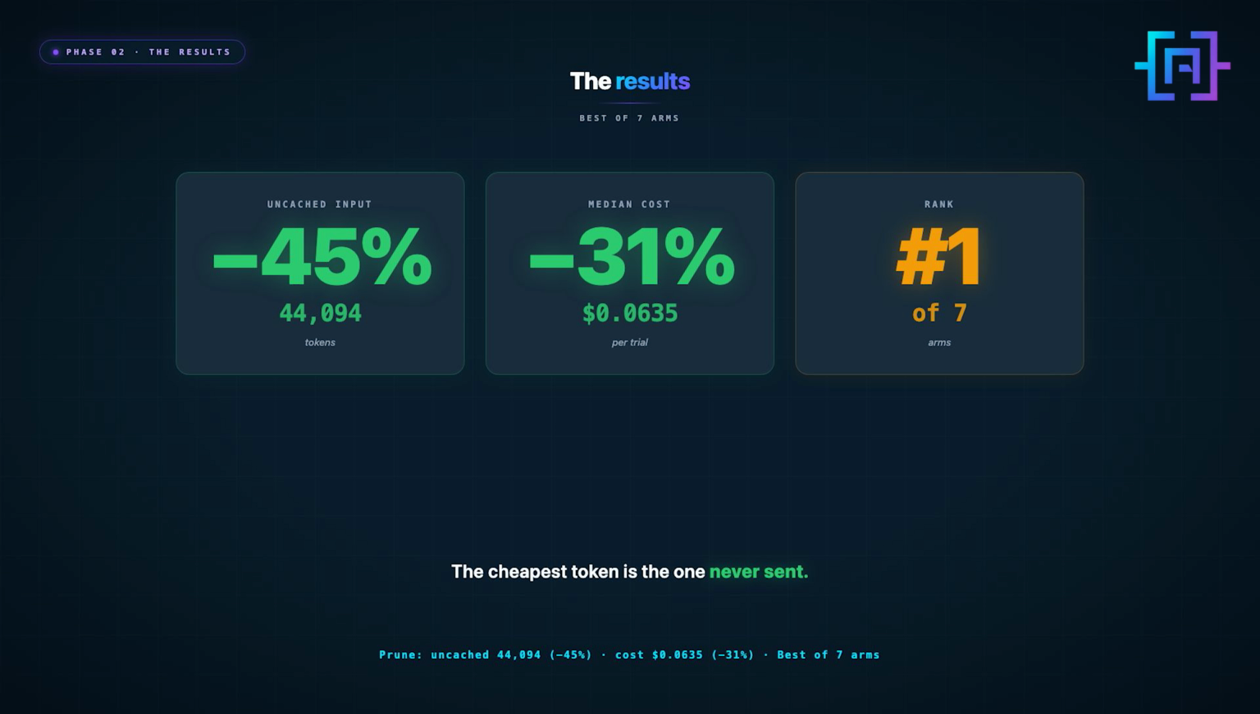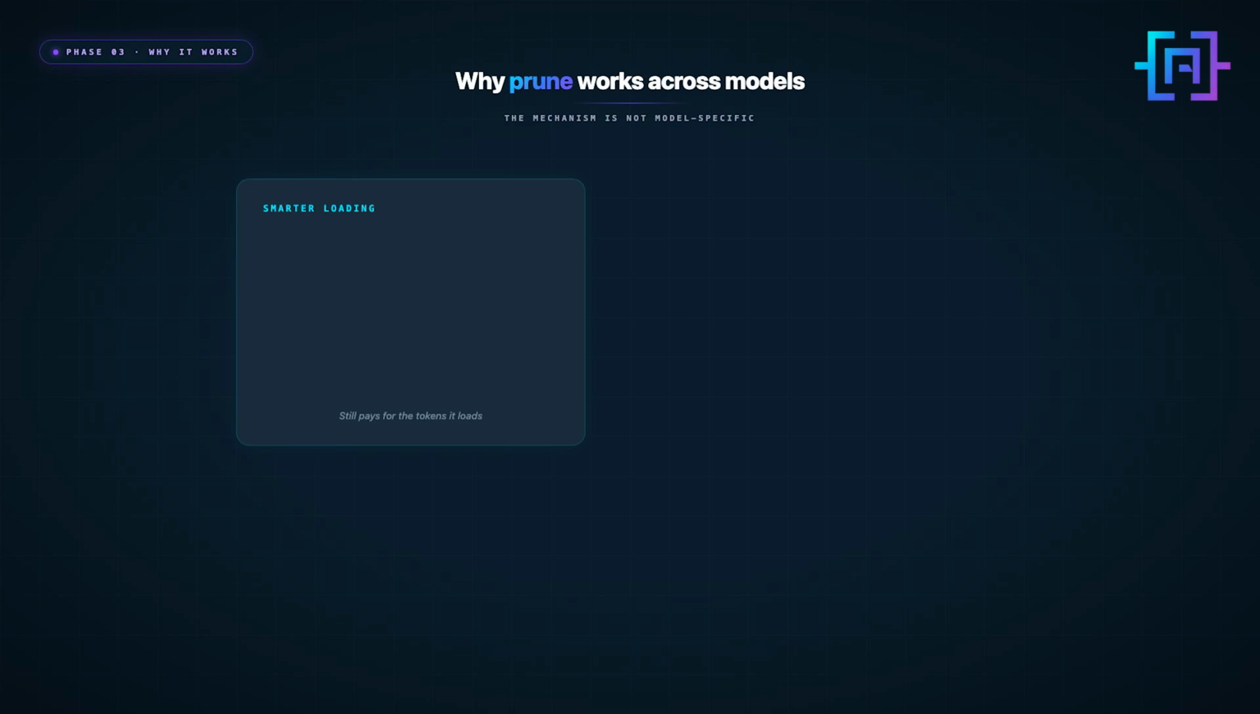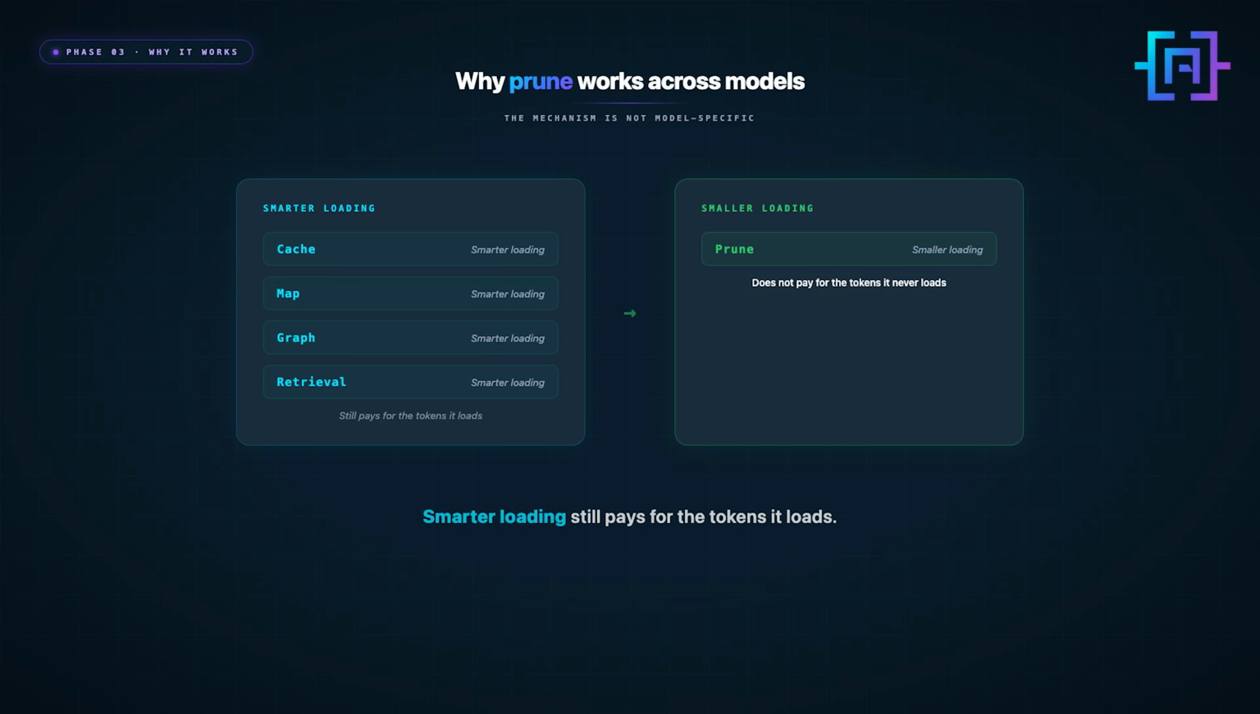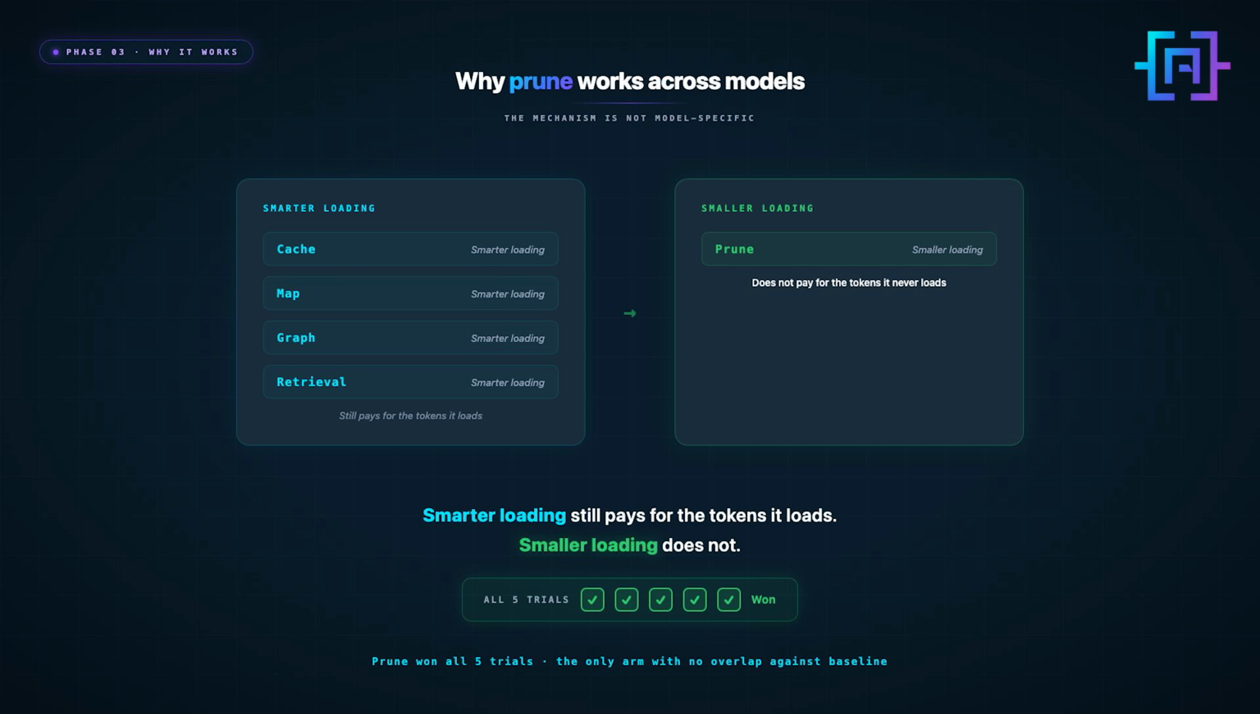Every other pattern makes loading smarter. Pruning makes loading smaller. Smarter loading still pays for the tokens it loads. Smaller loading does not. That's why it was the only arm whose advantage held in every single one of its 5 trials. Prune cost 43% more tool calls than baseline to achieve this.